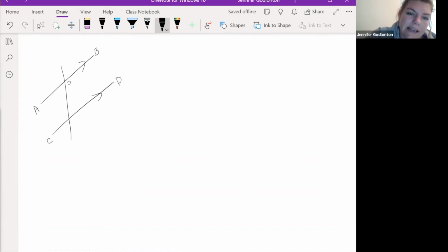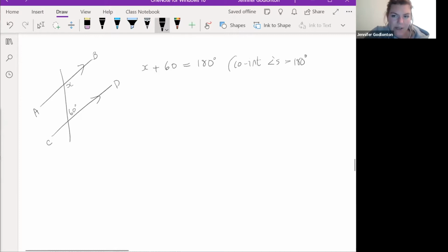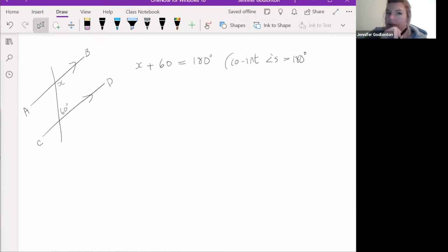And I'm going to say that that is X, and I'm going to say that this is 60 degrees. Okay, I'm going to make my statement as X plus 60 equal to 180 degrees. And my reason is going to be co-interior angles equal 180 degrees. Now, I like to write that 180 degrees because it helps my brain remember that co-interior are not equal to each other. They're equal to 180. And then remember, we have to give which lines are parallel. So now I'm going to say AB is parallel to CD.